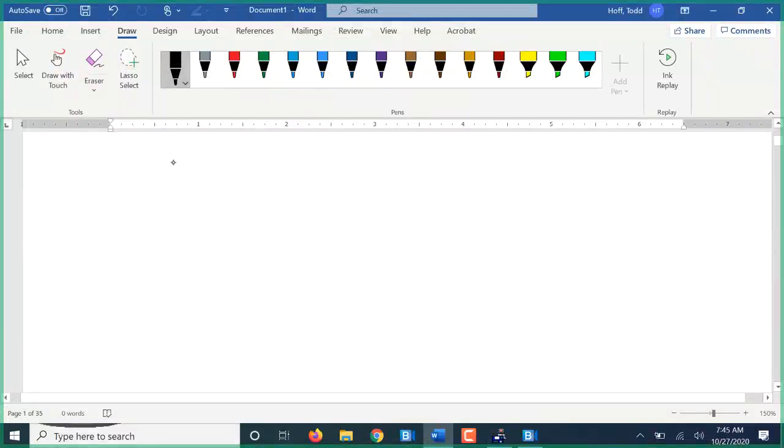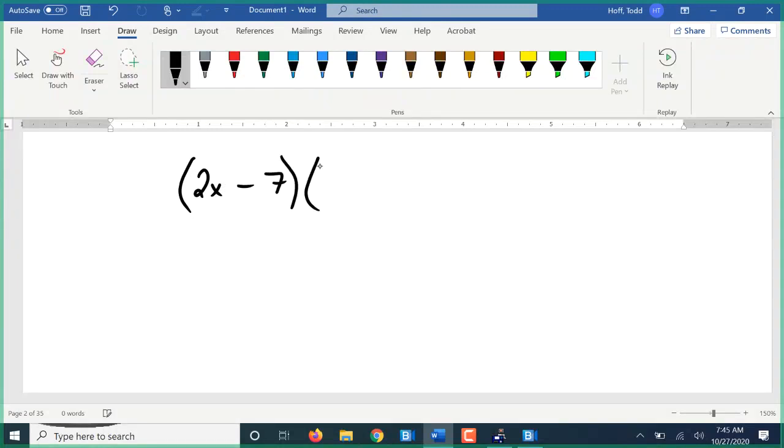We might have something like this. 2x minus 7 times x plus 5. Give that one a shot quick, and then we'll go over it in a minute.